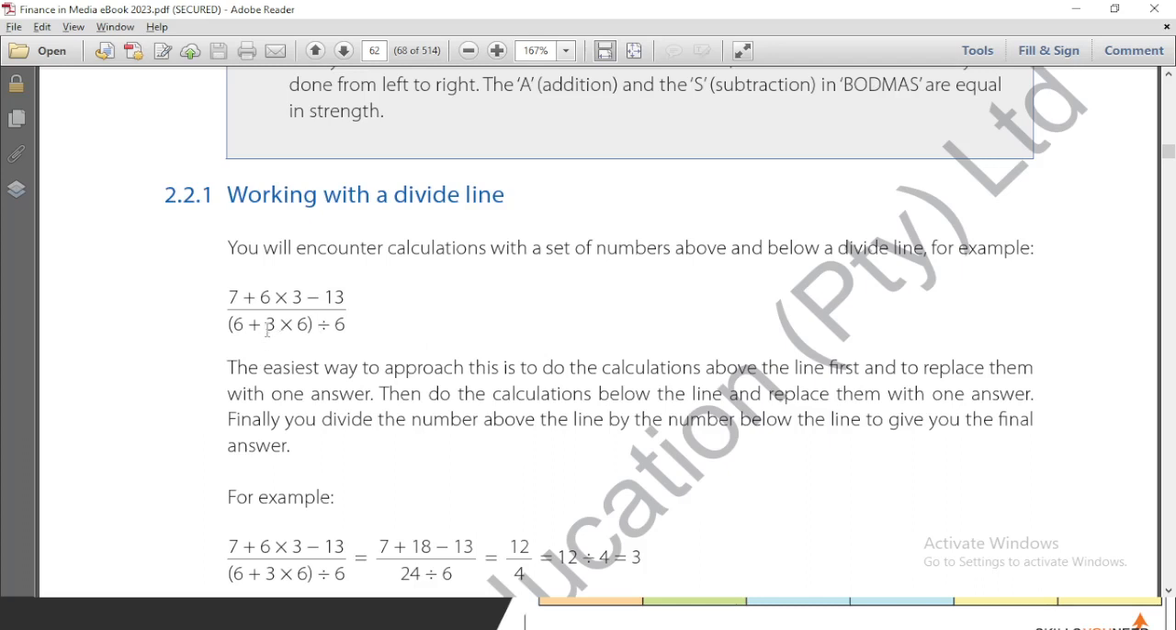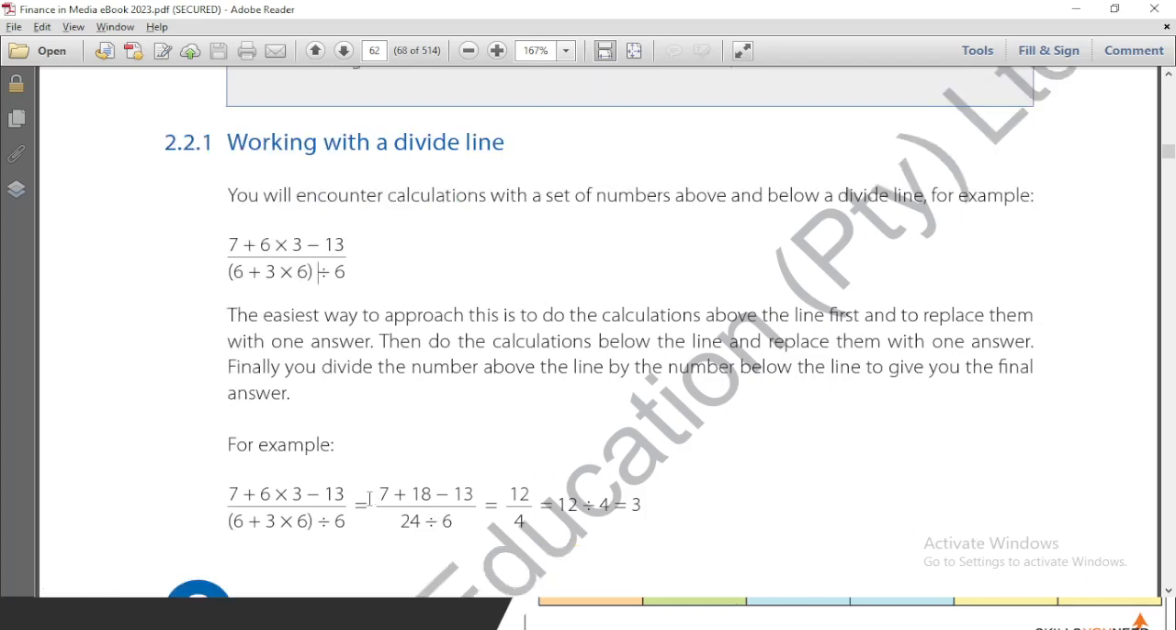So you're going to say 3 multiplied by 6, still giving you 18, and 18 plus 6 giving you 24. So when you go down, you're going to say this is my equation after I've applied the first BODMAS rule. The first one says 7 plus 18 minus 13, divided by 24 divided by 6, and then you're going to solve.